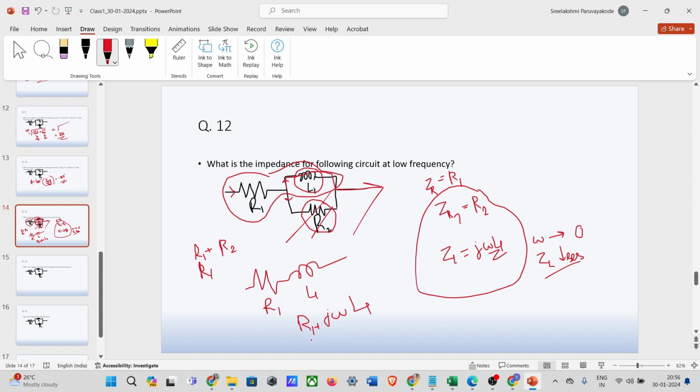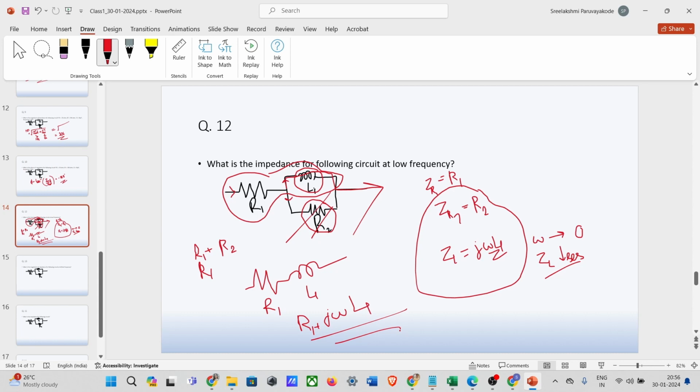Then you just add the impedance of whatever symbols are there. That is how you find it out. Ma'am, how do we ensure it is lower than R2? I didn't get it. j omega L is very low, right, ma'am? Yeah, that is the point. That value is very small. So it is more or less R1.